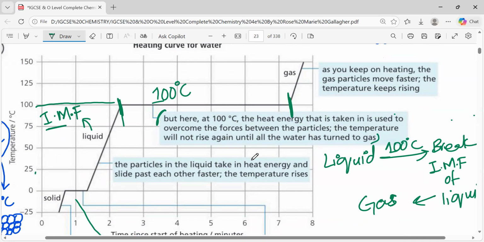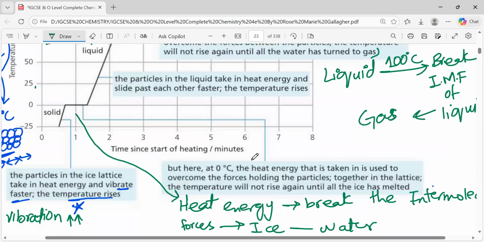Okay, I write the questions. Now you have to tell me, question number one, why at 0 degrees Celsius the temperature is not rising?